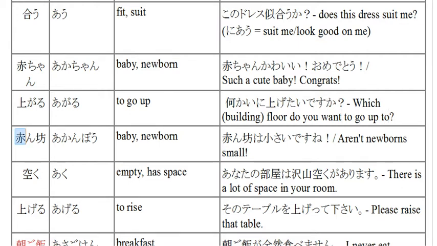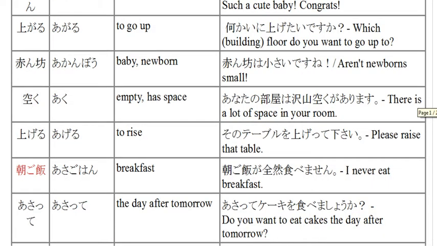Now we have akanbo. Akanbo. Again, another word for baby or newborn. So, akanbo wa chisai desu ne. Aren't newborns small? So, akanbo, children, newborn baby. Chisai for small, desu ne. Ne for isn't it and aren't, like aren't they, isn't it. So aren't newborns small?